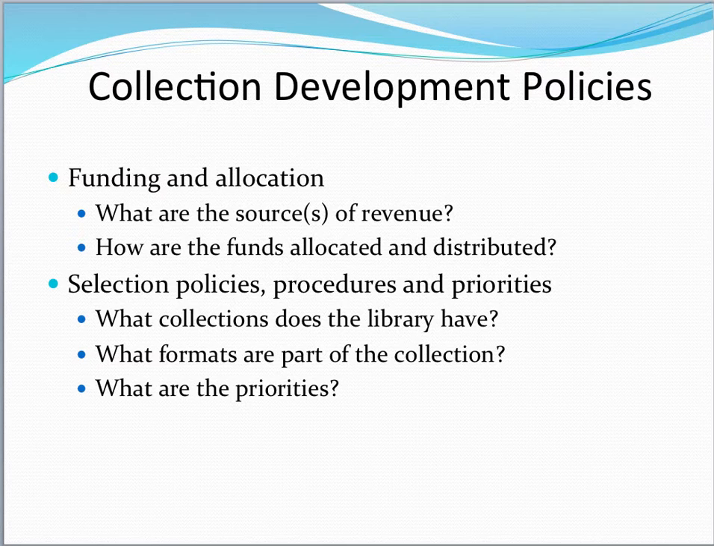Another very important question that has to be answered in the policy. What formats are part of the collection? Do we have electronic format? Do we have a printed format? Do we have both? In terms of collection, if it's a public library, are we going to have a video game collection? Are we going to have a movie or video collection? Are we going to have ebooks, etc.? So these are some of the things that have to be answered in the policy. What are the priorities? What is the priority of our library?